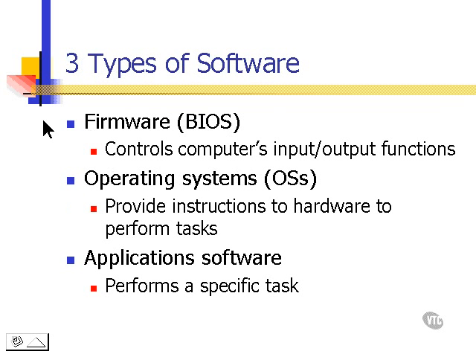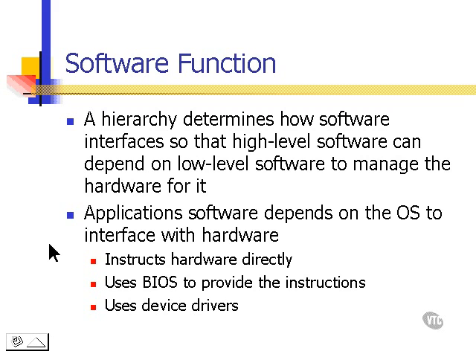There's firmware, of which BIOS is an example, and typically this is hard-coded software and not easily changed. There's operating system software, which provides instructions to hardware to perform tasks, and there's application software, which actually performs a specific task. Software functions in a hierarchy.